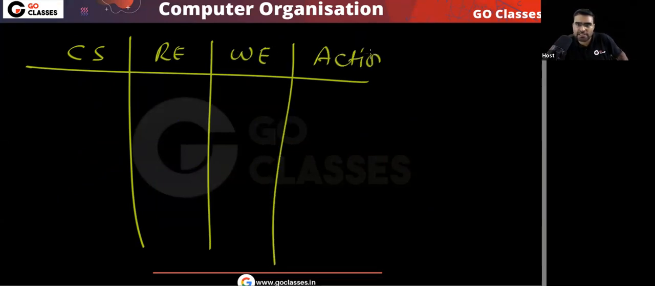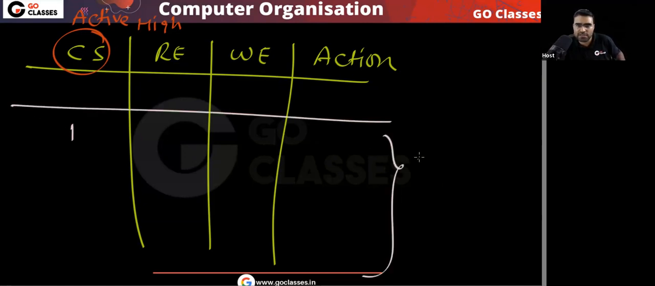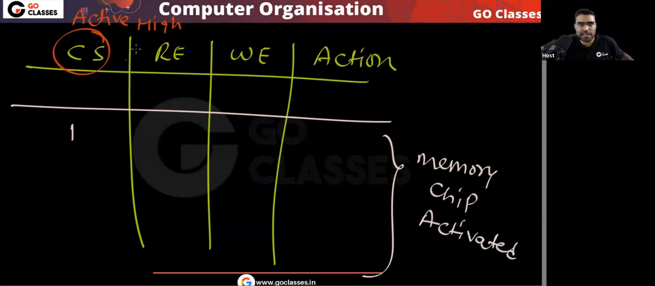Now you can easily make a diagram. You can make this type of table: chip select, and of course read enable and write enable, and what action will happen, which you already know. This chip select is active high. What does that mean? When it is 1, then the action will happen. Now the memory chip is activated, because chip select is active high.